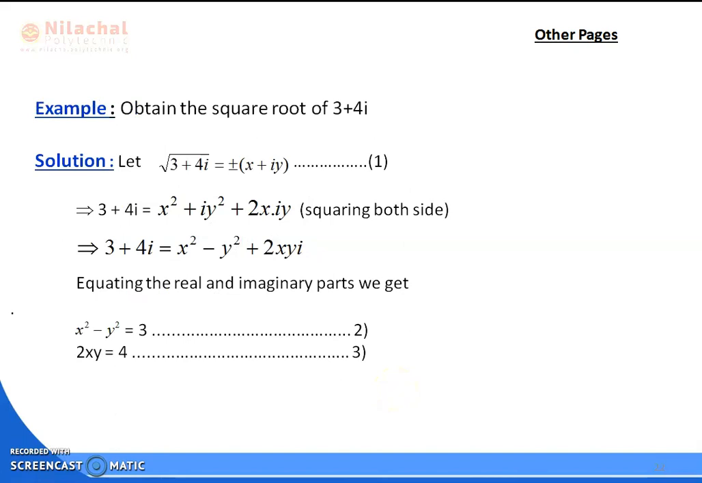So let's have an example. Obtain the square root of 3 plus 4i. So here z is 3 plus 4i. Clear? So we write let root z equals plus minus x plus iy. Then squaring both sides.